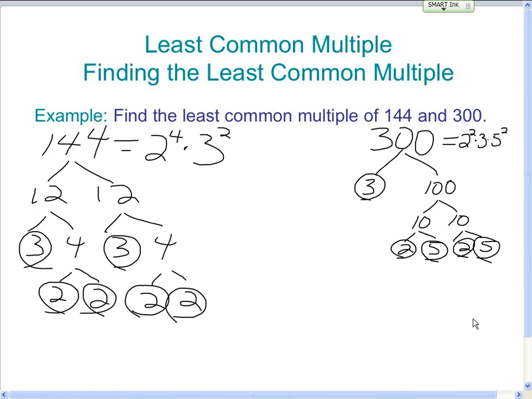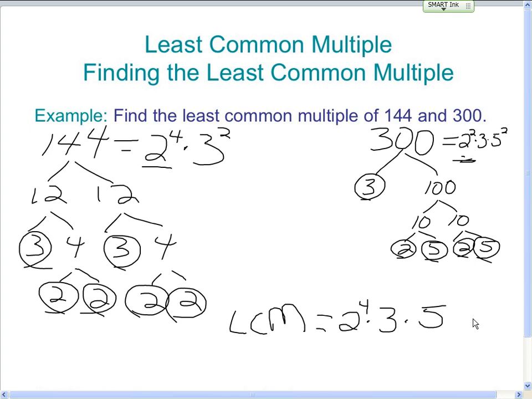All right, now to find the least common multiple, we need all of the factors, not just the ones they have in common. So they have factors of 2, 3, and 5. Now, to find the least common, we need the greatest exponent. Let's take a look at 2. We've got 2 squared and 2 to the 4th. The larger of those is 2 to the 4th. And you do not add the exponents. I do not want 2 to the 6th.